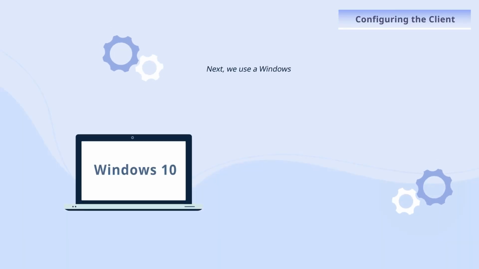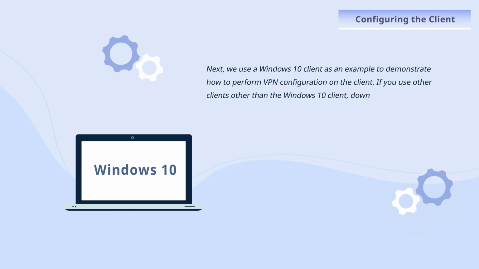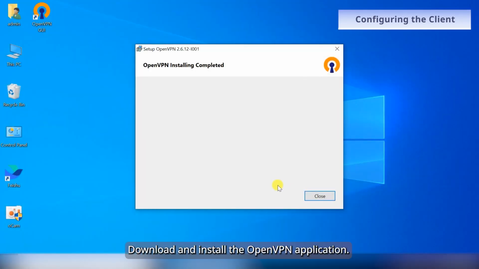Next, we use a Windows 10 client as an example to demonstrate how to perform VPN configuration on the client. If you use other clients other than the Windows 10 client, download the OpenVPN application for the corresponding client version and refer to the official configuration guide for instructions. Download and install the OpenVPN application.